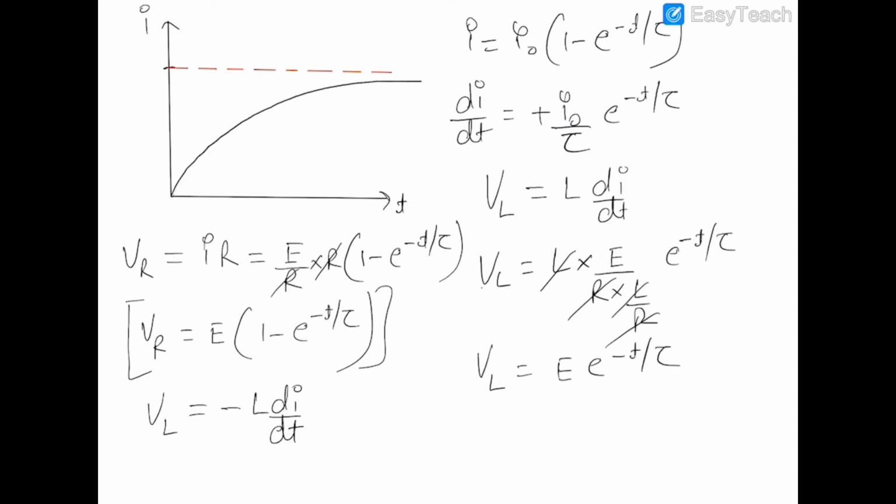Now we know that at any instant of time, VL plus VR should be equal to E. So let us sum up this VL and VR. Adding VL and VR, we can see that this will be equal to E at any instant of time. So this was the analysis of this circuit, and in this video I will also tell you what is tau. Now let's move on to the time constant tau.